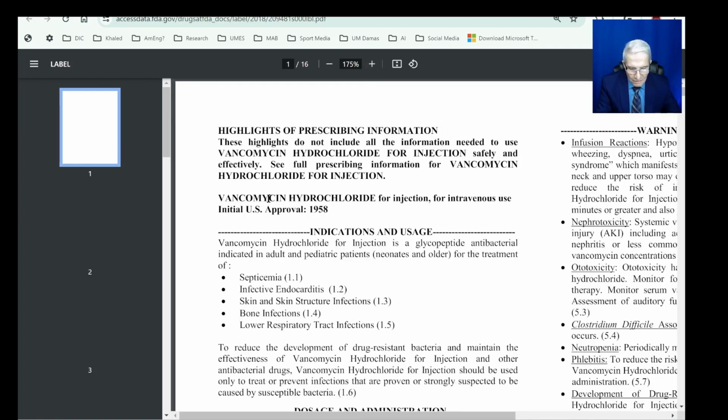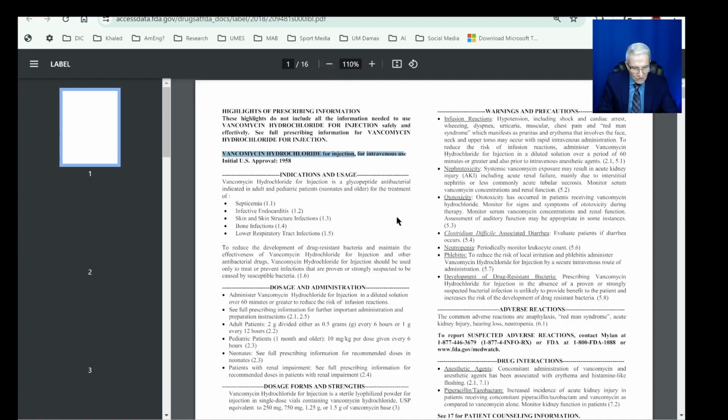And this is an information leaflet for vancomycin, and you can see vancomycin here for injection, for intravenous use, and initial treatment. This is from the website. It does not belong to my slides. What we can see here are indications. I'm not going to speak about the uses for the medication, but I'm going to speak about renal function. Do we need to look at the renal function for the patient here?